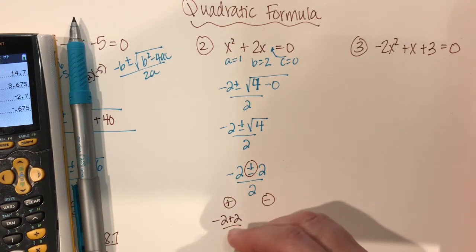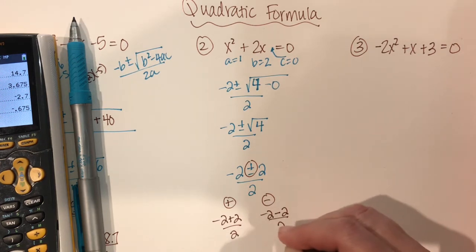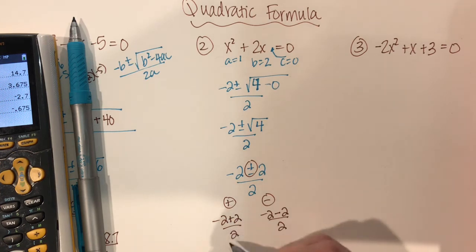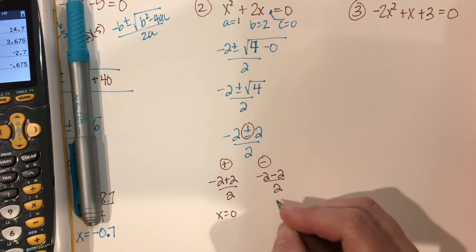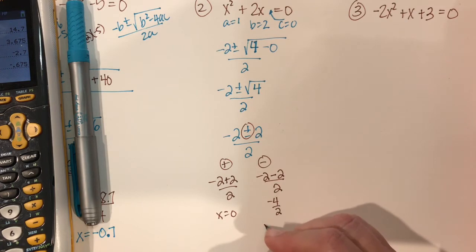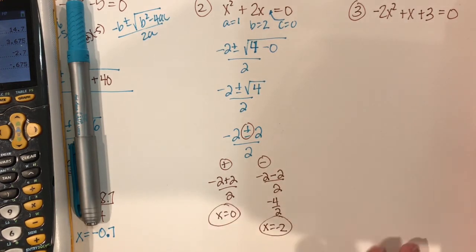Okay, let's get our plus sign answer and our minus sign answer. -2 plus 2 divided by 2, and -2 minus 2 divided by 2. This would equal 0, right? 0 divided by 2 is 0. So x equals 0 is one of the answers. And then this would be -4 divided by 2, which is -2. So there's our two final answers.